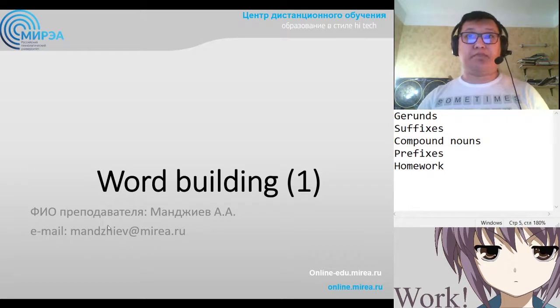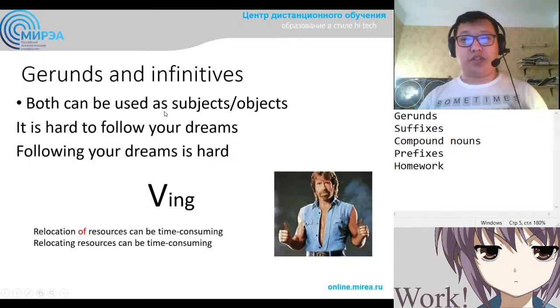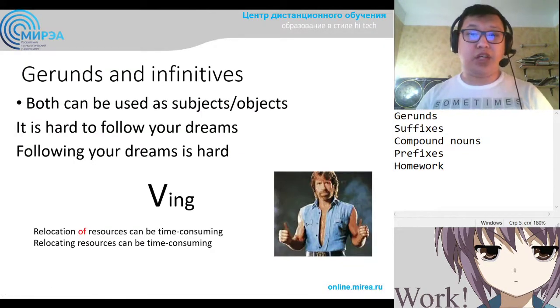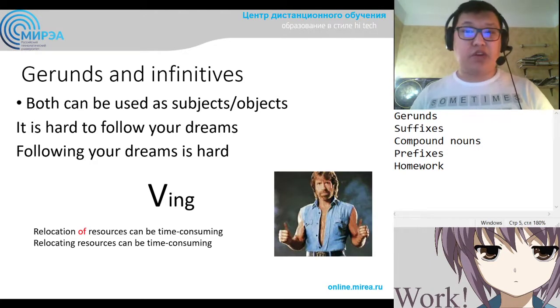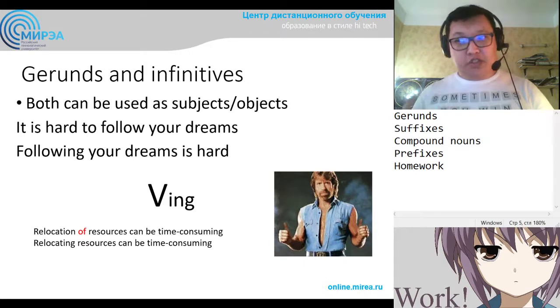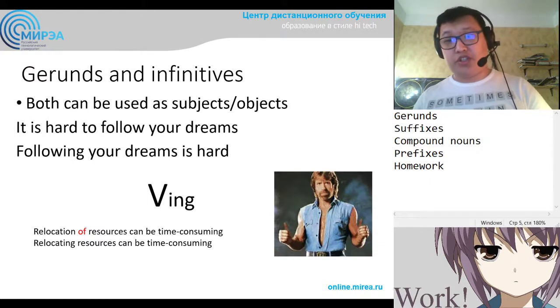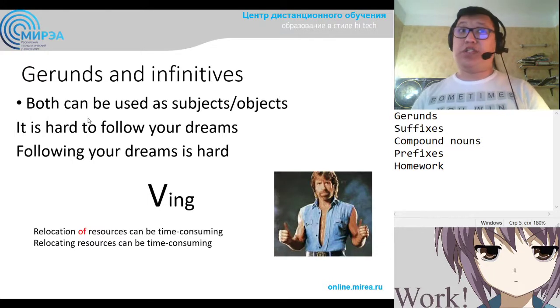So we're gonna start with a quick look at gerunds and infinitives again. Gerunds and infinitives, especially the gerunds, are produced out of verbs, and they're really good as subjects and objects. They can be used as subjects or objects in the sentence. As you can see here in this sentence, it is hard to follow your dreams. So to follow your dreams is actually an infinitive clause. It acts as an object in this sentence.